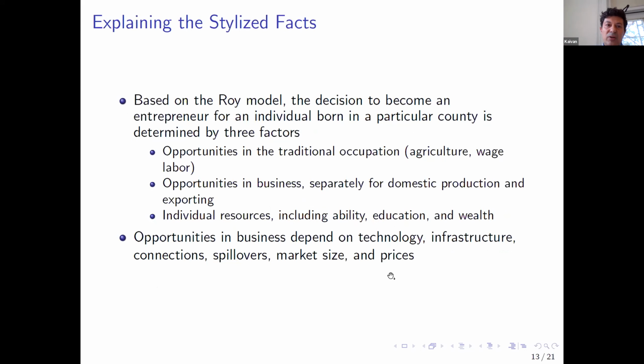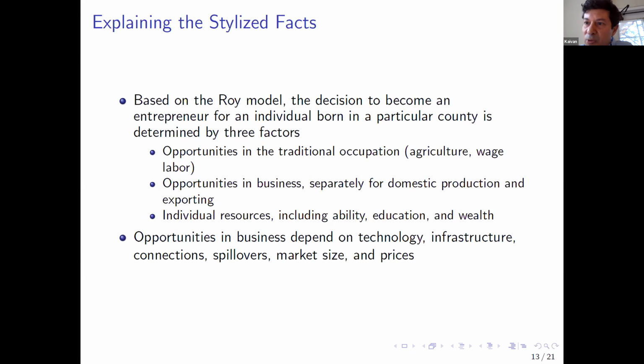Okay, and what we want to do now, the next step, is to explain these stylized facts. And to do that, we want to fall back on our old friend, the Roy model. Okay, now think about the decision about becoming an entrepreneur or about becoming an exporter. Let's start off with just the decision about becoming an entrepreneur. This is going to depend on opportunities in the traditional occupation that this person might have access to in agriculture or in wage labor. It will depend on this person's opportunities in business separately for domestic production and exporting. And then finally, it will depend on the individual's resources, which includes ability, education, and wealth.